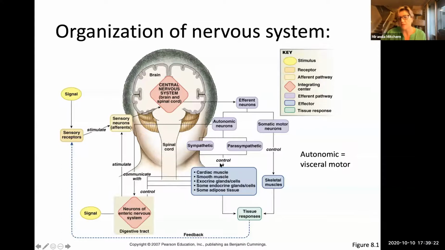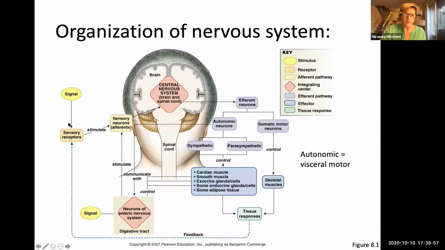So examples of other tissues and responses that are under the control of the autonomic division are the smooth muscle. So that lines our intestines, really lines all of those internal tubes in our body, but also different exocrine glands and endocrine glands, which are associated with the production of different hormones, and even some of the adipose tissue. We've got our somatic motor response, which is always going to involve the skeletal muscles.